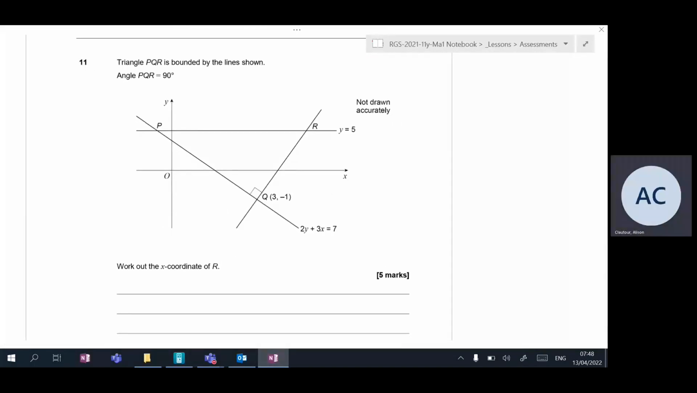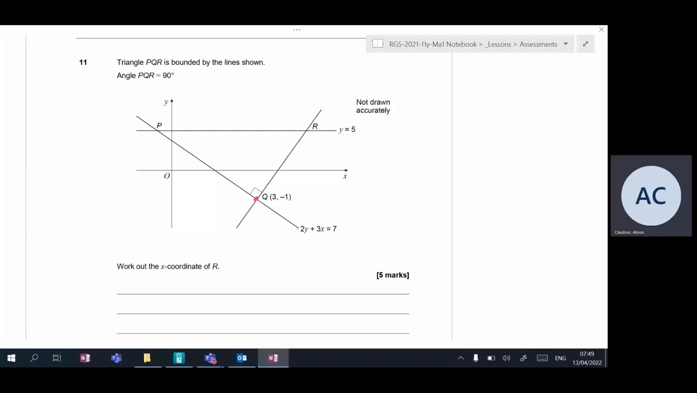So we've got these two straight lines that make, what have we got? Triangle PQR. 3 straight lines. We want the x coordinate of R. Okay, so let's have a look at what is going on here. So it's giving you the intersection of these 2 lines here. We know they intersect at a right angle.